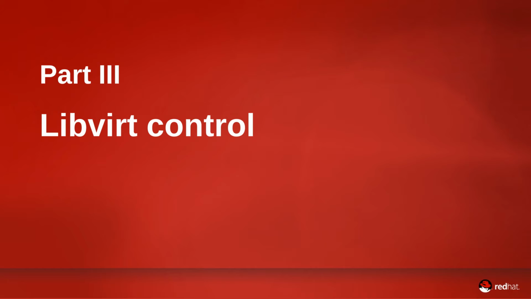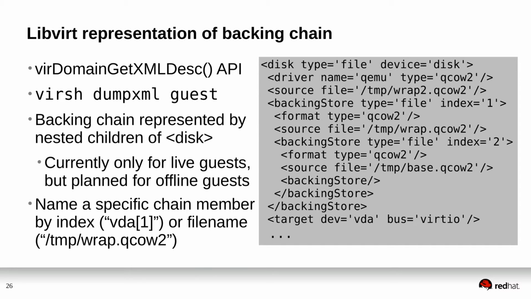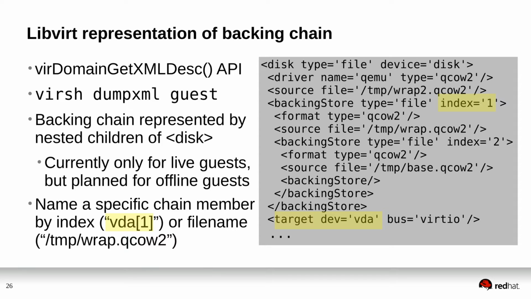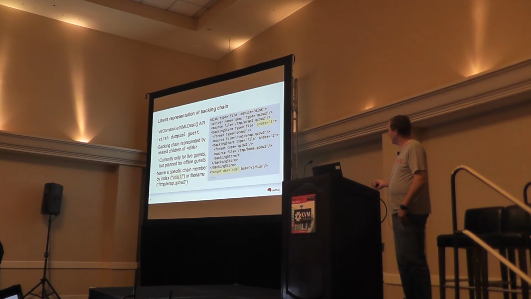Finally, let's look into what some of these operations can do under Libvirt. If you use modern Libvirt and dump the guest XML, you'll notice that any backing chain in your guest description will be listed by a nested list of disk, each has a backing store. So I have a chain where my base image is the backing of my wrap image, which is the backing of my wrap2 image. We can refer to those images by their device name.